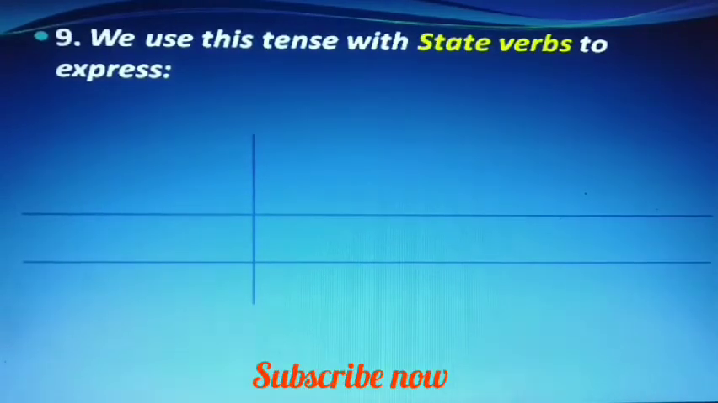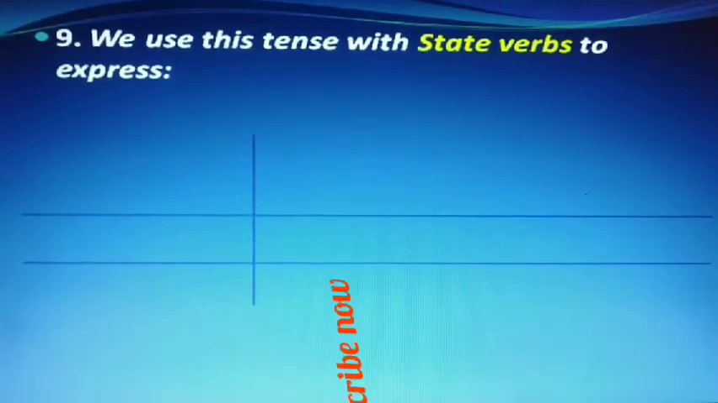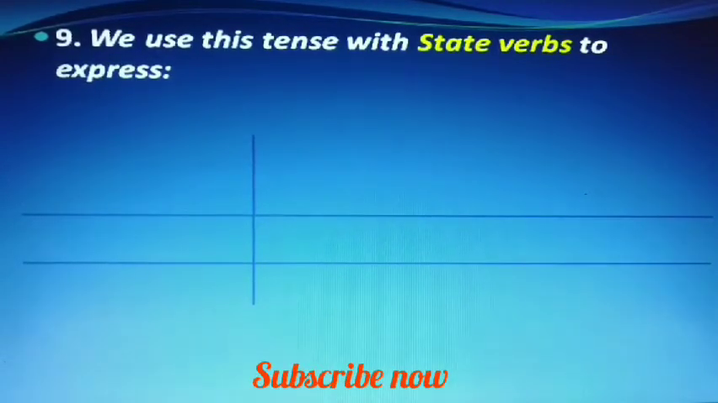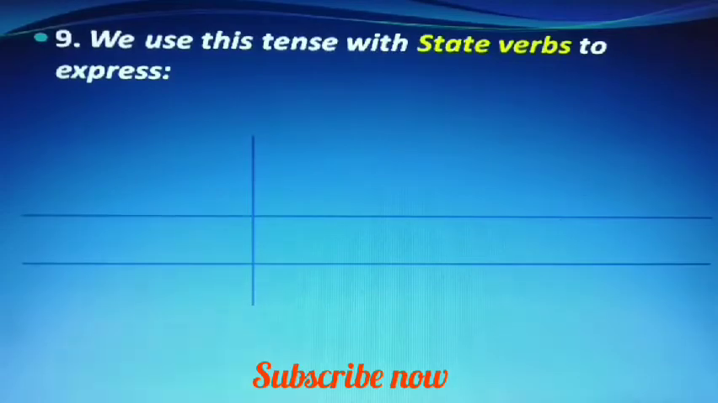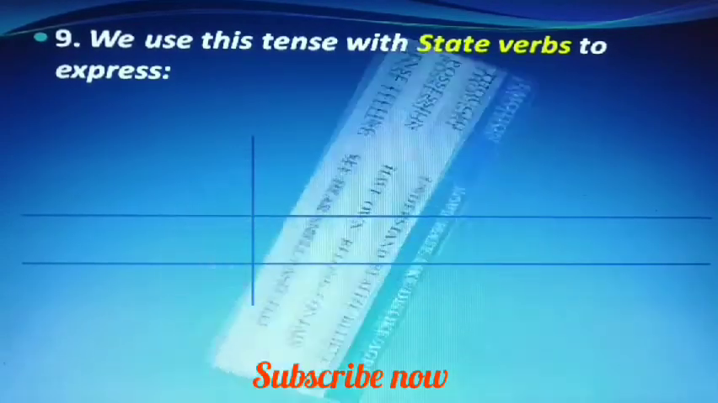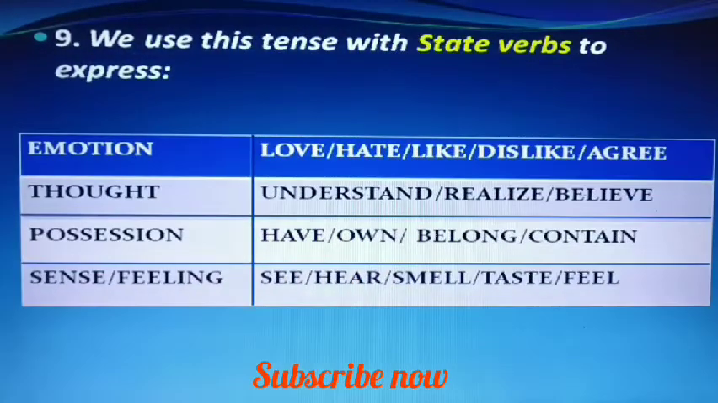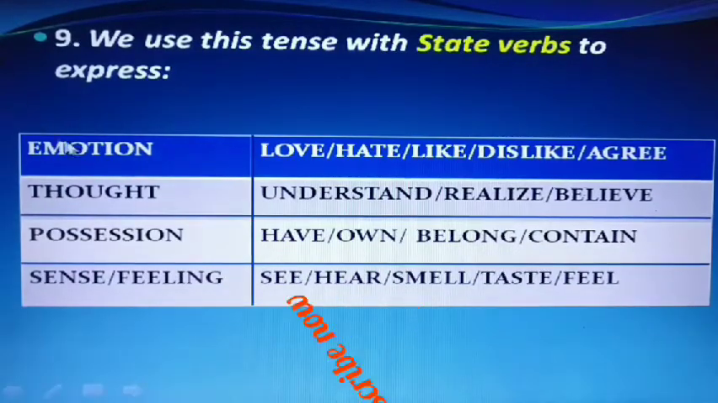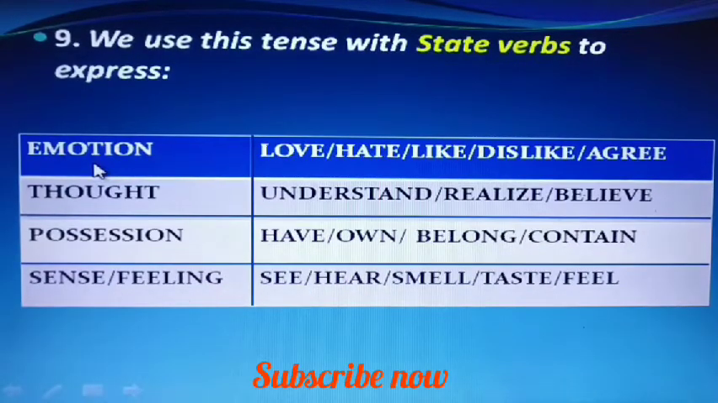We use this tense with state verbs to express different things. Which are state verbs? State verbs are verbs which indicate the state of being. It does not indicate any kind of physical action, physical movement, or physical activity. Look at this chart. When we use state verbs, we use them to describe emotion, thought, possession, sense or feeling.